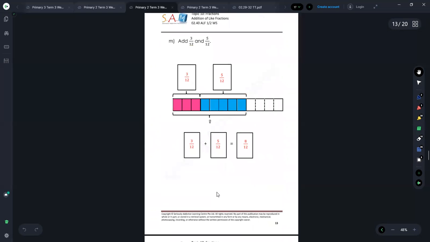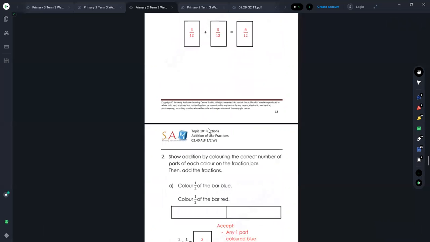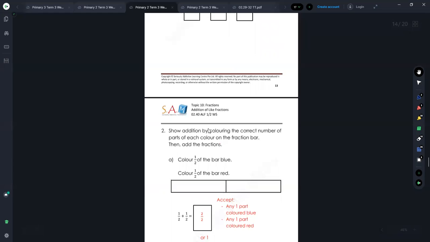And then perhaps bigger numbers on page 13. Bigger parts, 3 out of 12 plus 5 out of 12. It is important for them to do these questions. This is to prep them for drawing the fraction bar model in future as well.